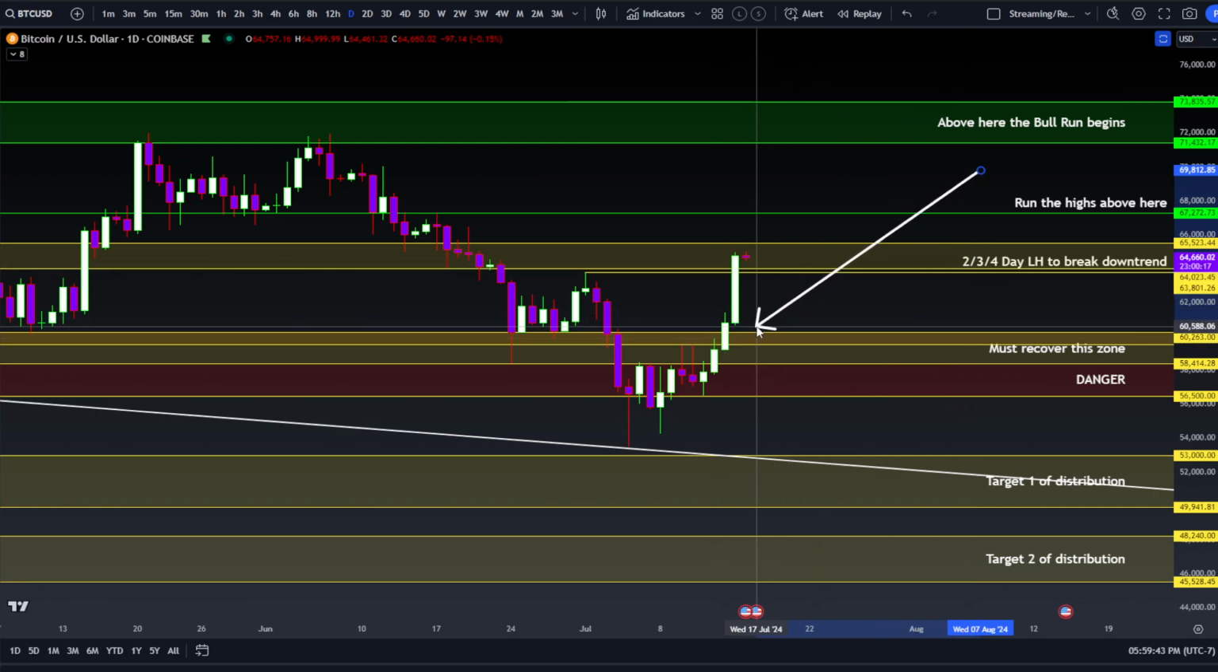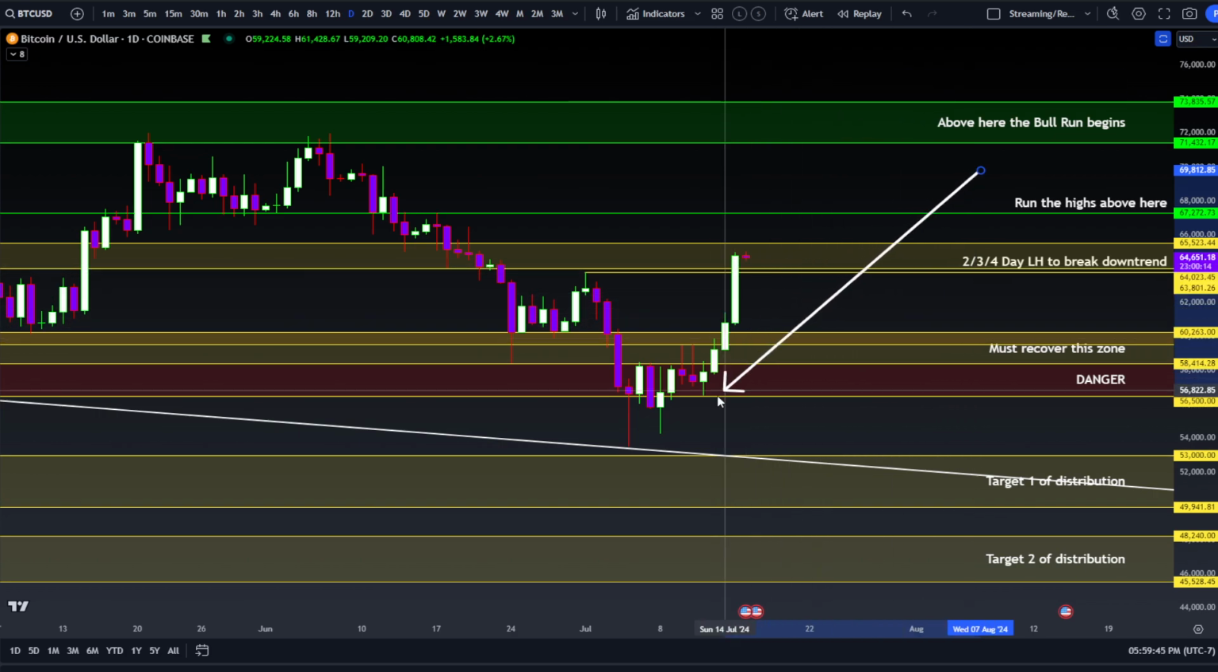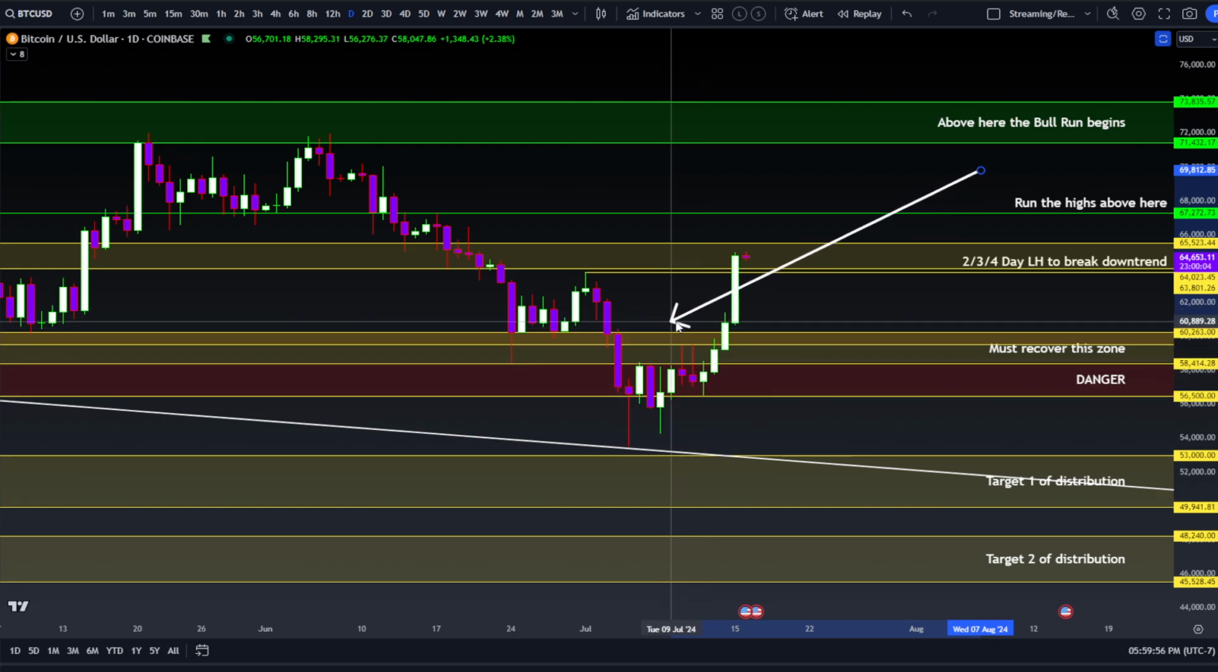But in this case, the criteria for this to turn bearish again would be any close back below the danger zone, 56,500, because now we do have an uptrending structure. We have the two major pieces. Yes, you want to see four. We want to see another higher low and then higher high.